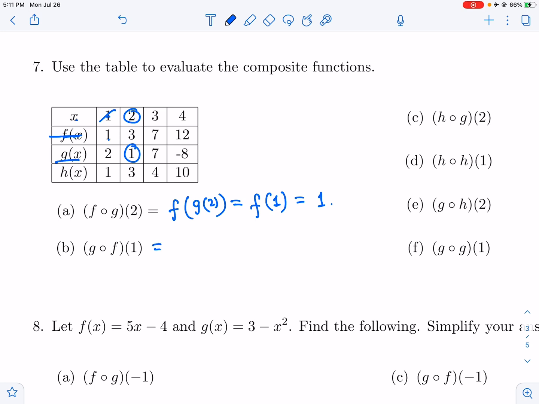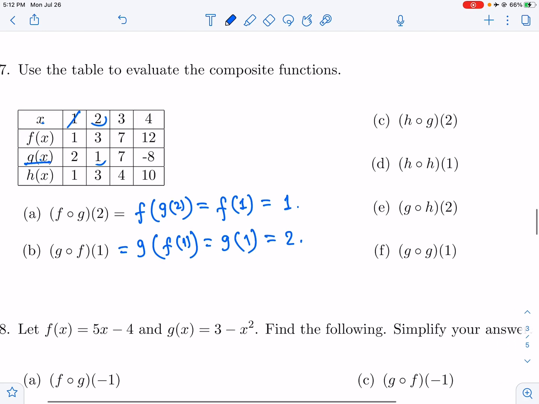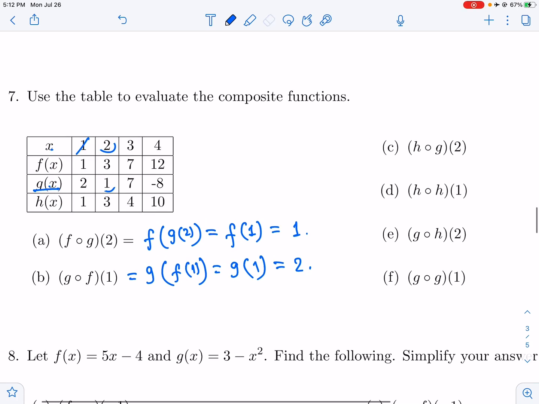In the same way, this is g of f of 1. f of 1 is f at 1, x value is 1. So this is g at 1. Okay. Now next, g at 1 is 2. Okay, g at 1 is 2. And now let's do part C.